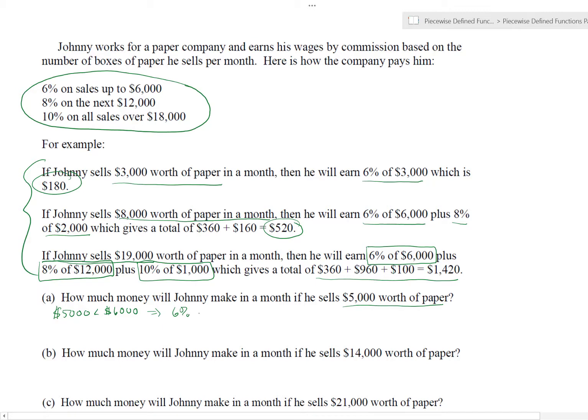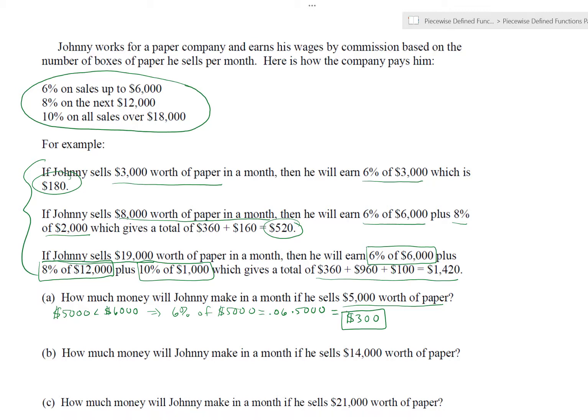6% of that money he's going to get. 6% of $5,000. If you want to turn that into mathematics, then that of course is the same as 0.06 times 5,000. And if you press some buttons, he got $300. So just enough to pay his cable bill.